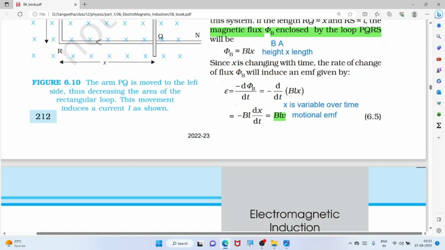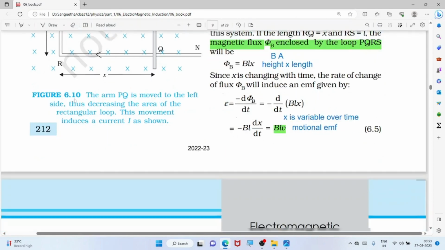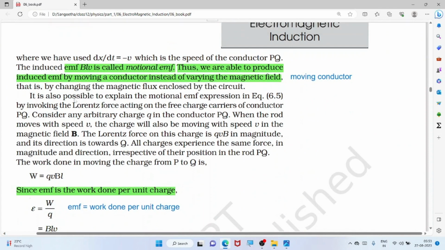dx by dt is velocity, the rate at which x is changing over time because this conductor is moving. So dx by dt is velocity, and the EMF is BLv. This is a motional EMF. There we are able to produce the induced EMF by moving the conductor.